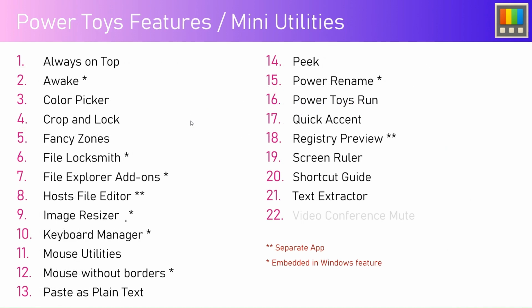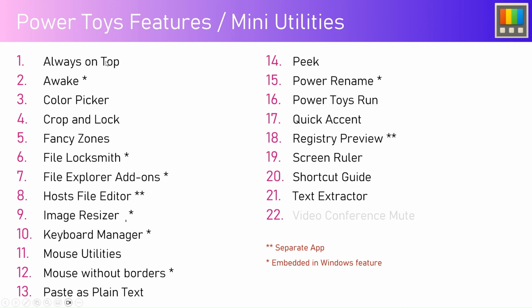These are some of the features or mini utilities which you can find in the PowerToys application. There's Always on Top, Awake, Color Picker, Crop and Lock, FancyZones, File Locksmith, File Explorer add-ons, Hosts File Editor, Image Resizer, Keyboard Manager, Mouse utilities, Mouse Without Borders, Paste as Plain Text, Peek, PowerRename, PowerToys Run, Quick Accent, Registry Preview, Screen Ruler, Shortcut Guide, Text Extractor.